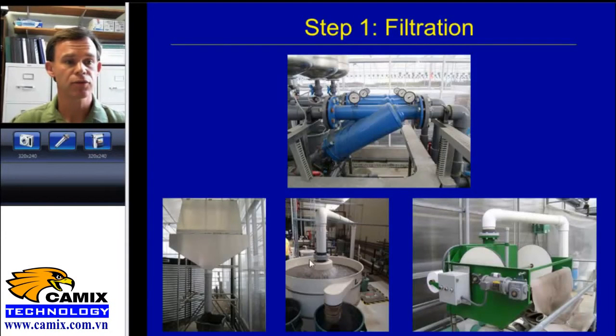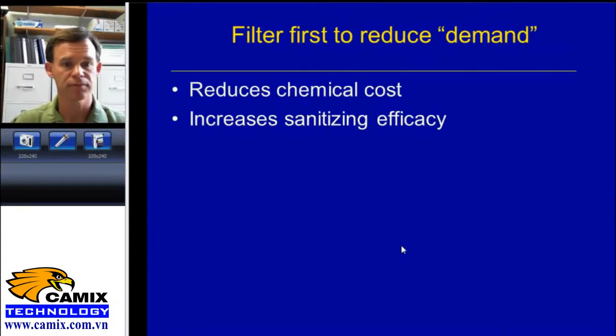So let's go through some of the steps that would have helped that grower to have a more effective system. And the first one would be filtration. And there are a number of different filtration options here. We've seen some screen filter, coarse screen, cascading filter, vibrating screen, and a rotating paper media filter.